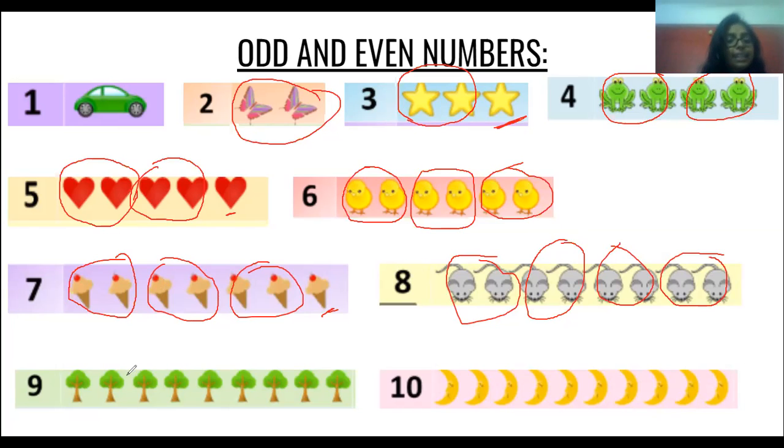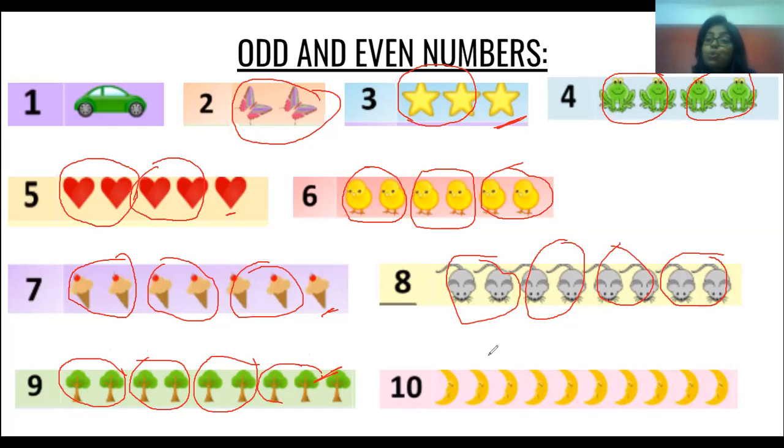We see there are 9 trees here, let's start grouping them. Partner, partner, partner, partner. Oh my God, this does not have a partner. So this is an odd number.